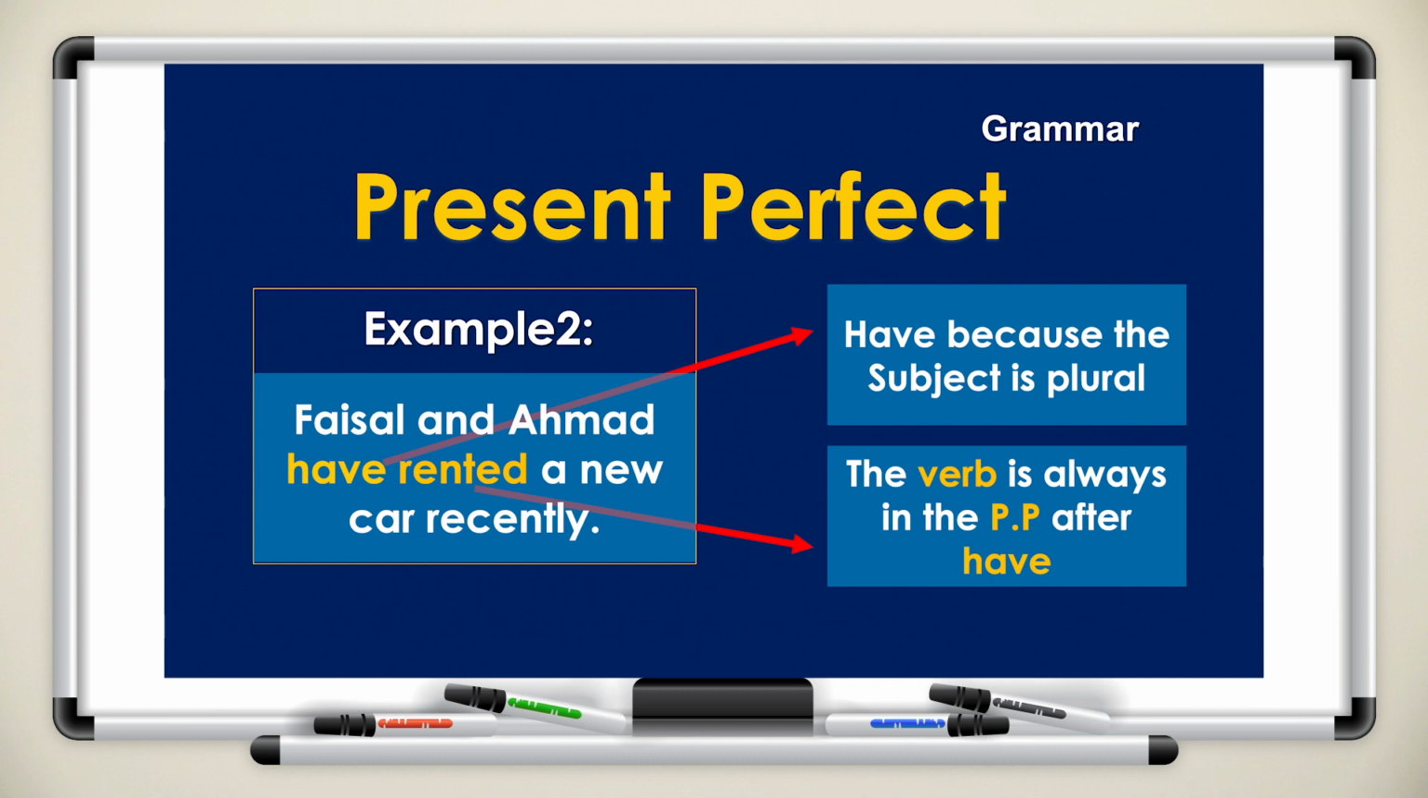Now you may ask yourself, why did I use have in this sentence and why did I use has in the first sentence? We use have with the plural. Like Faisal and Ahmed, they're two. They is a plural, so we use have with the plural. If the subject is a singular one, like Lulu here, we use has. And don't forget, the verb coming after has or have is always in the past participle.